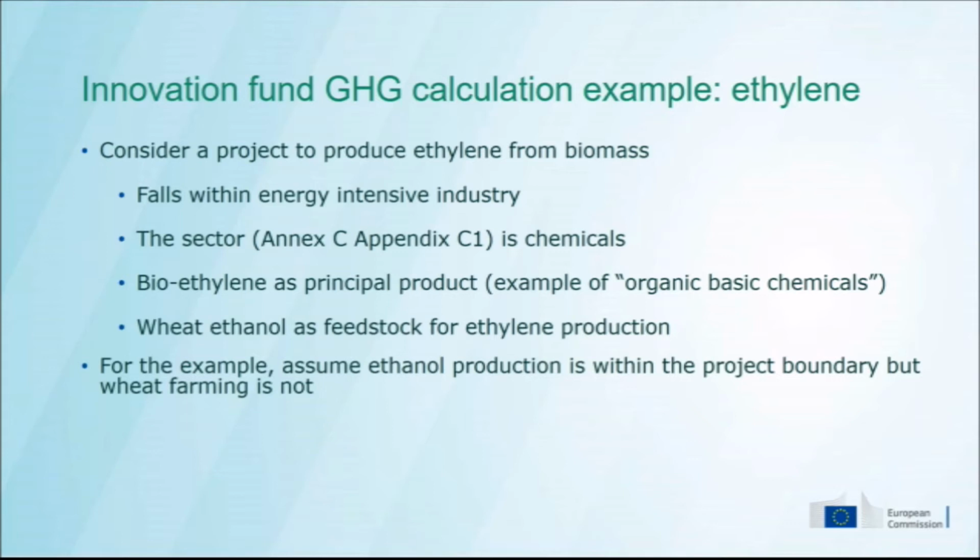Okay, I can go through this relatively quickly. So now we're looking at another example, and this is for ethylene. The point of this is really to give a short example about end of life. So you consider a project to produce ethylene from biomass. So it falls within energy intensive industry. The sector is chemicals. Bioethylene is the principal product. And wheat ethanol is the assumed feedstock for the ethylene production. And for the example, we assume that ethanol production is within the project boundary, but wheat farming is not. Next slide, please.